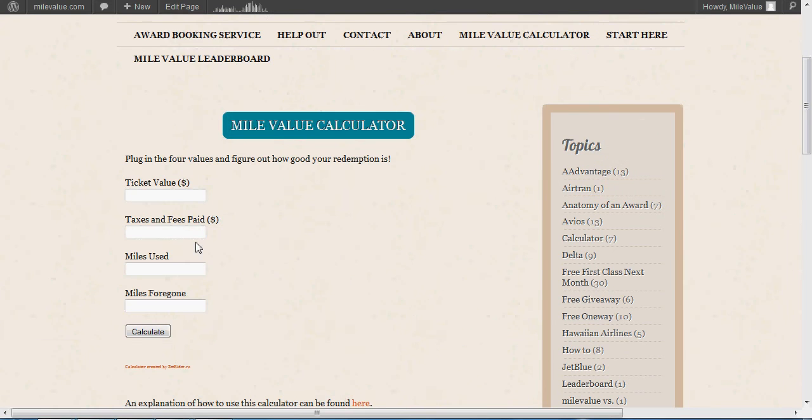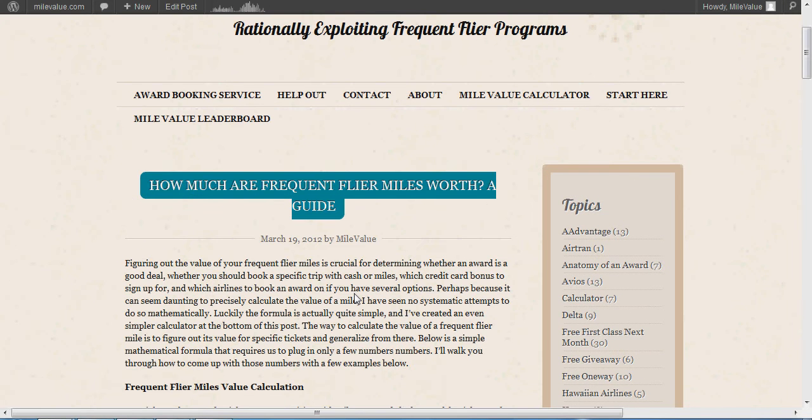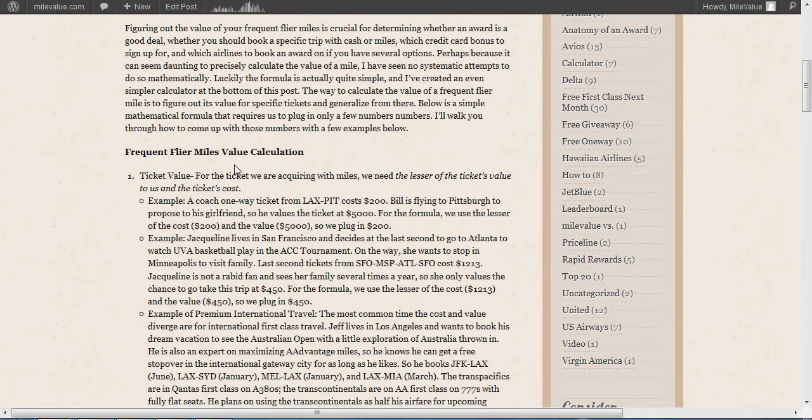So here's the calculator. There are 4 fields: ticket value, taxes and fees paid, miles used, and miles foregone. I'm going to talk about each one of these fields in turn. We're going to start with ticket value, and for 2 of the examples I'm going to give, I'm going to go back to my very first post, How Much a Frequent Flyer Mile Is Worth, a guide, which if you haven't read you really should, and we're going to do the first 2 examples here.